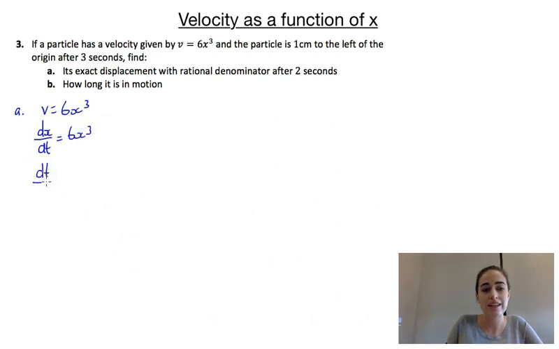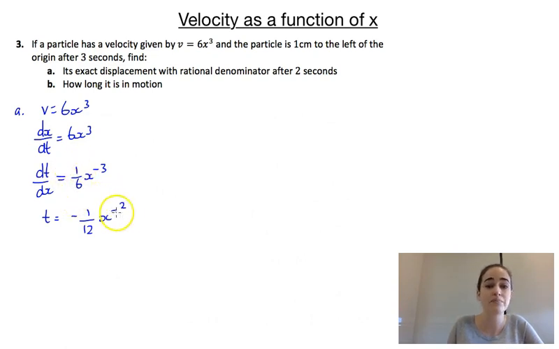So to find dt/dx, we'll take the reciprocal. So we'd have 1/6 x to the minus 3. To find t then, we're going to integrate that. So if we integrate that, we're going to end up with minus 1 over 12 x to the power of minus 2. So we've increased the power, and then I've divided this fraction out the front, the 1/6, by that new power. So dividing that by minus 2 is where my minus 1/12 came from. I also have a plus c on the end.